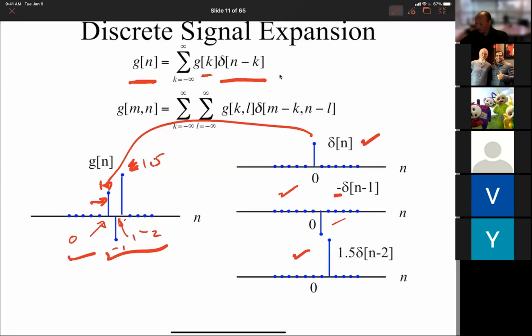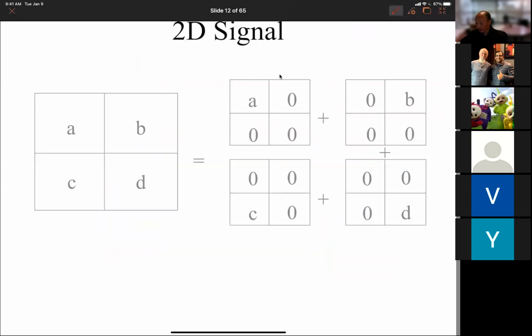Okay. And then we can do the same thing for 2D. So we can have a bunch of shifted 2D delta functions and we weight them appropriately and we can make any image we want. So for example, here's a 2D signal, A, B, C, D. We are saying that we can break this A, B, C, D signal into a sum of something that just has an A, something that has a B, a C, and a D. And the sum of all those will give me our 2D signal.